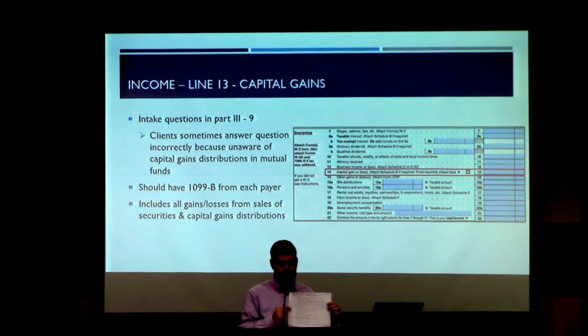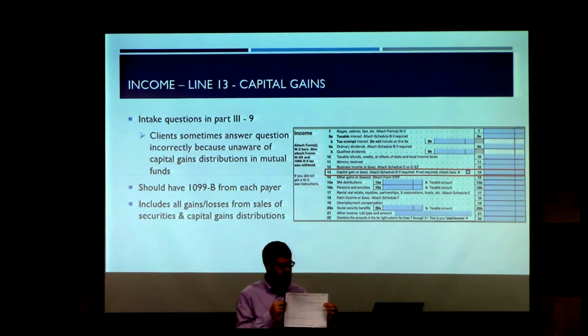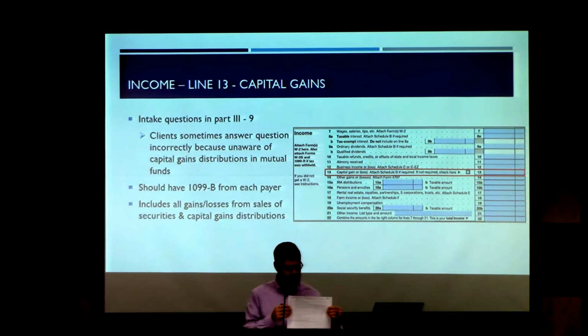So that's one thing to keep track of, especially if you're a basic certified volunteer. Capital gains are advanced, so even if they didn't check yes for this, just do a quick check and see if they have a 1099-B. It is not something that we see a whole lot of at VITA, but again, something good to keep track of. 1099-Bs cover any stock sales or securities.